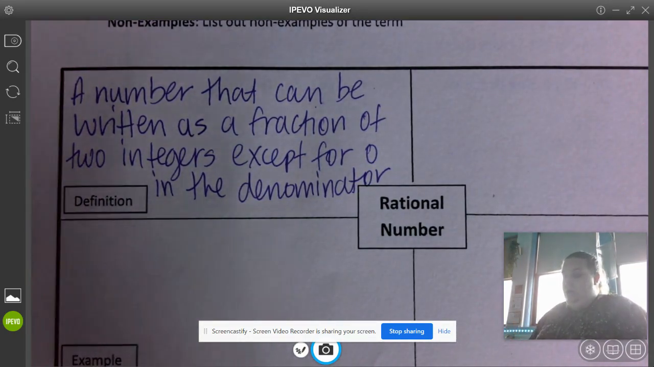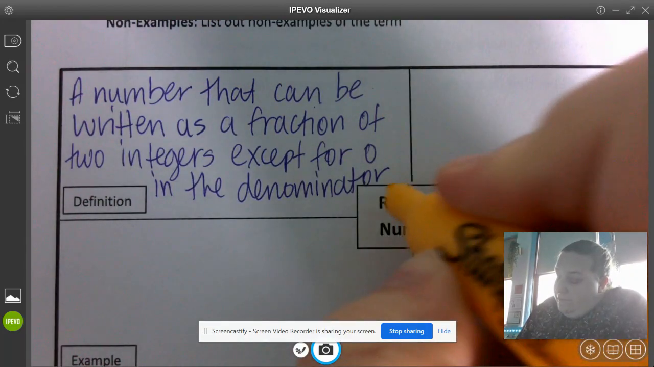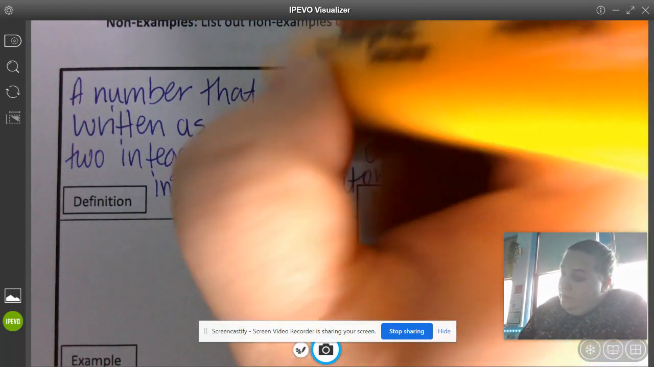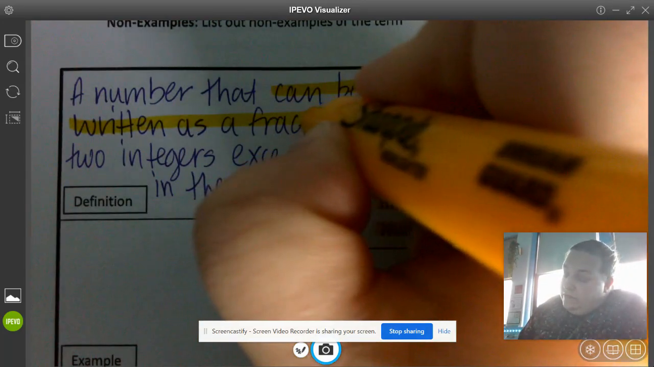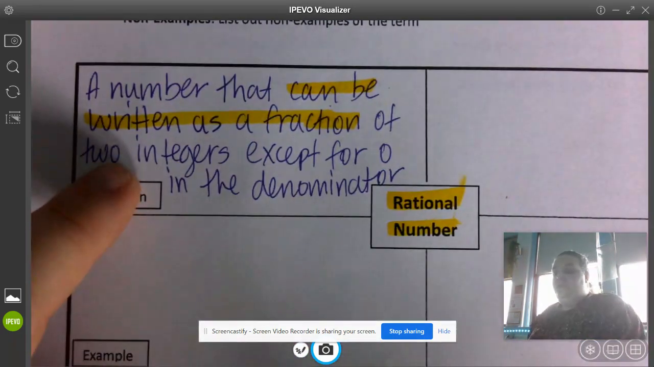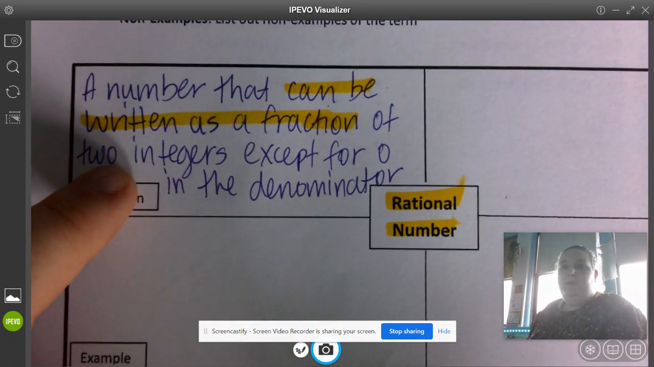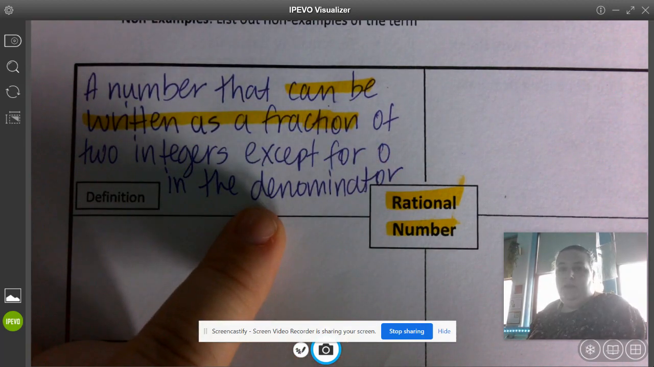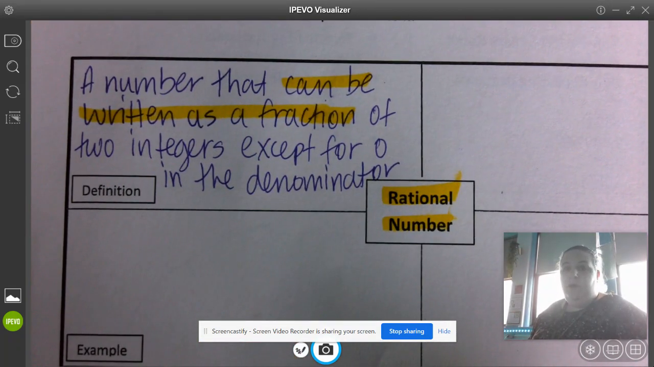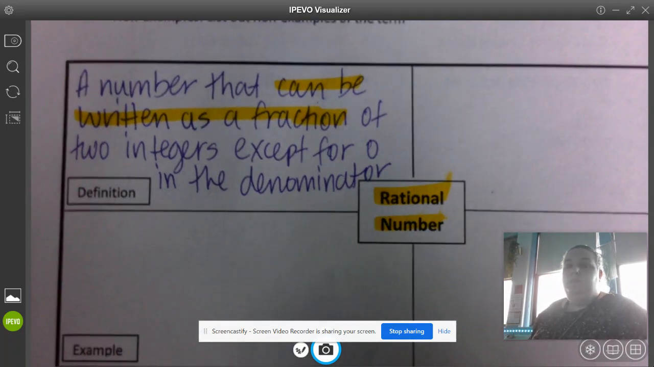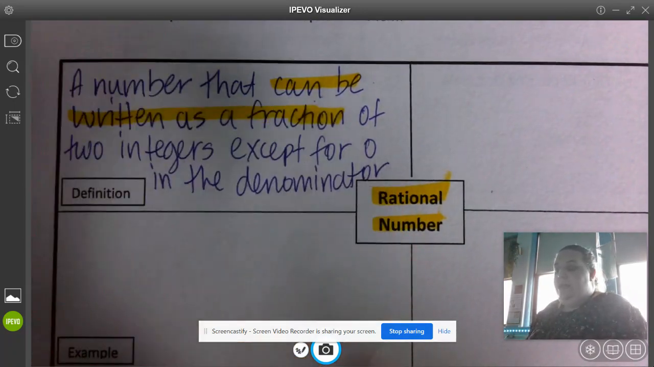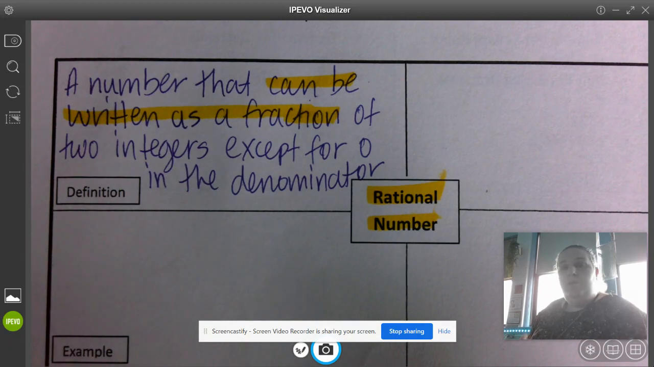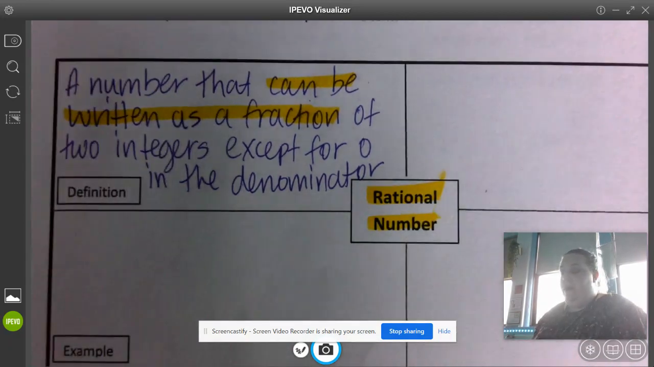and highlight. So once again, I really want to emphasize that rational numbers can be written as a fraction. Okay? When I use the word integers, that means positive or negative whole numbers, with the exception of having 0 in the denominator. We can't divide by 0, and fractions are just division problems. So 0 can never be in the denominator. It could be in the numerator at the top of the fraction, but not in the bottom.